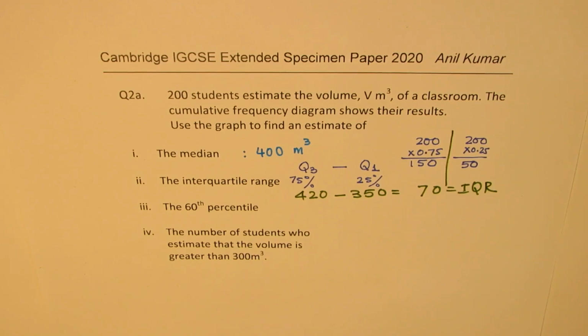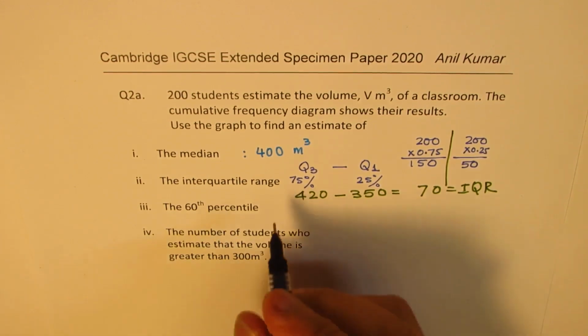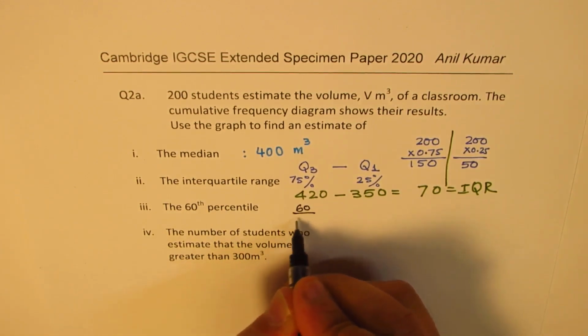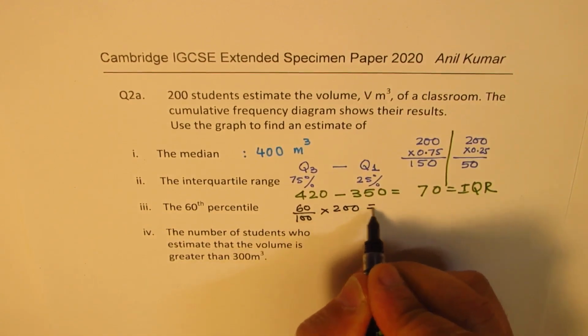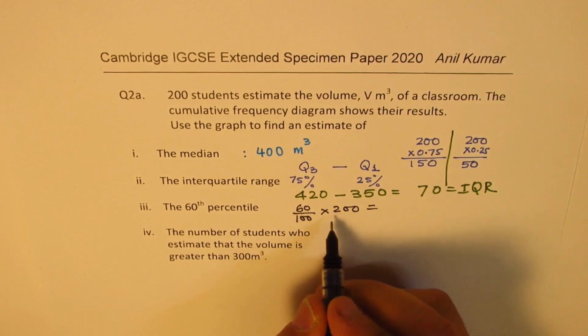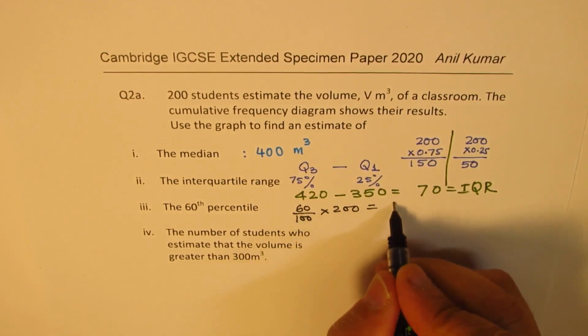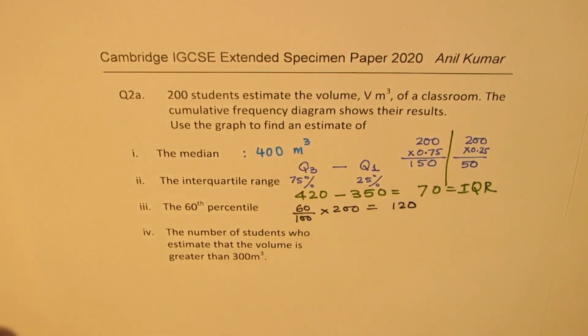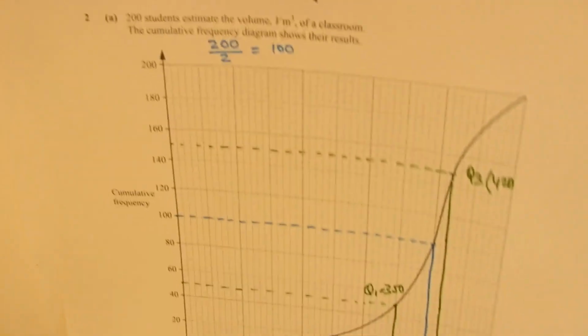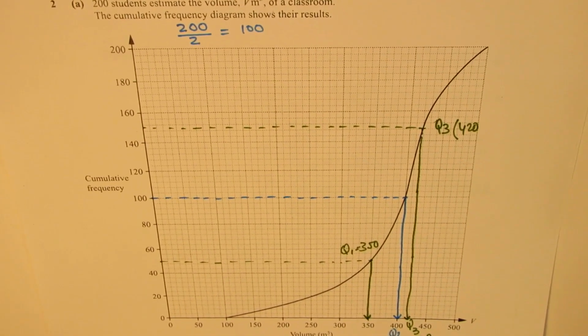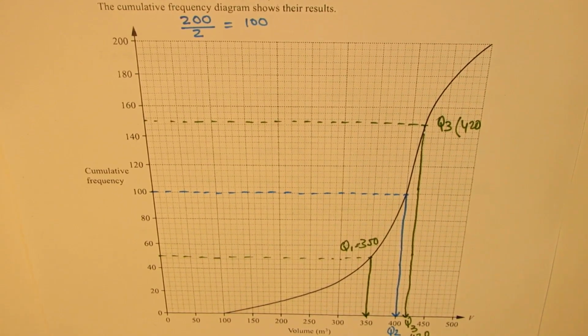Now, how about the 60th percentile? 60th percentile means 60 over 100 or 0.6 times 200. That is the number of students, right? So 0.6 times 200 is 120. We'll now again get back to the cumulative frequency graph and read the value corresponding to 120 this time. Okay.